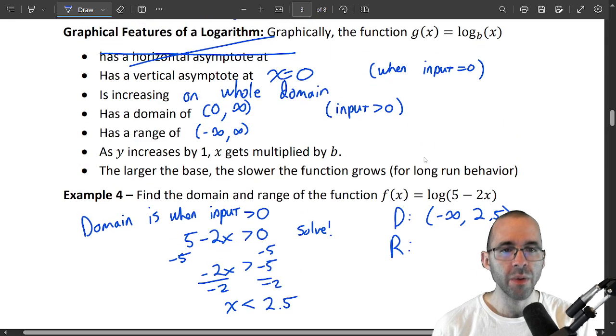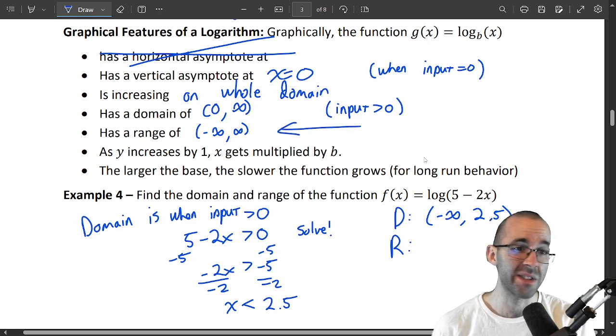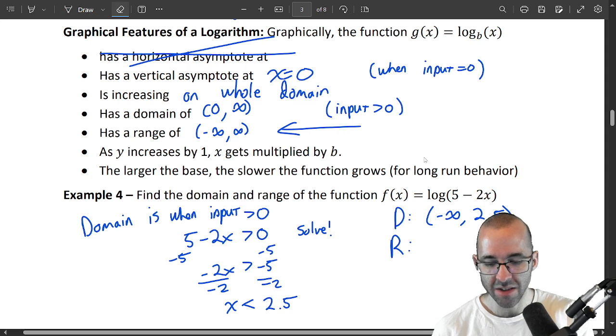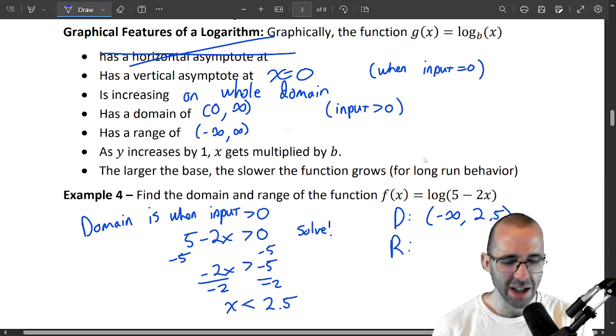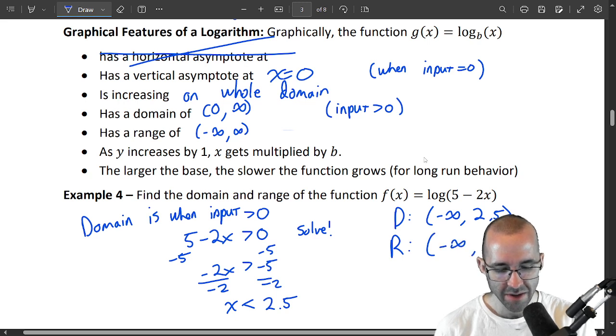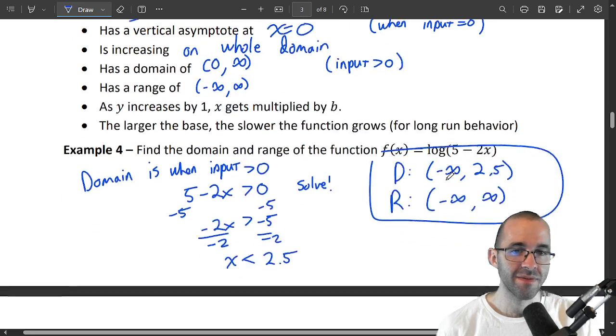So this part over here is maybe more important. The range, how do we find the range? Range is always the same. I don't care what you're doing to this logarithm, unless you're multiplying it by 0. But basically, range is always going to be all real numbers. That's how we can find domain and range.